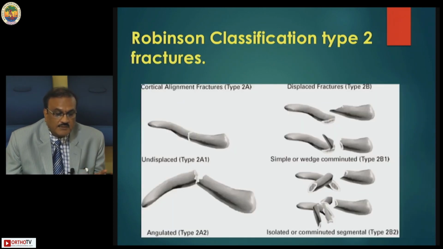Now, Robinson classified fractures into two types: a simple fracture and a comminuted fracture, whether 2-part, 3-part or 4-part, and the treatment plan changes depending on this.